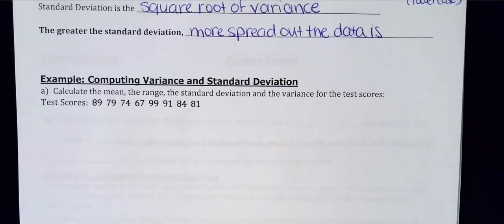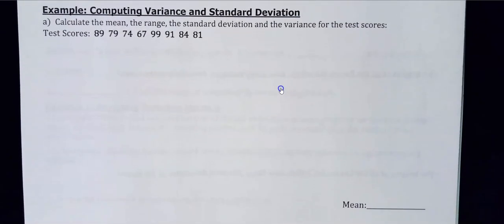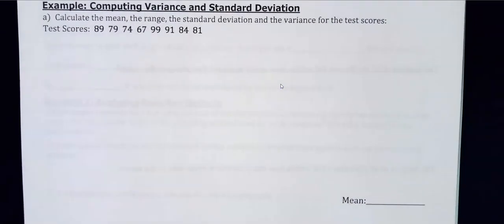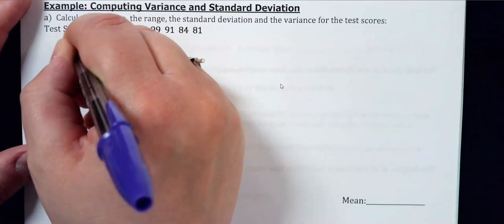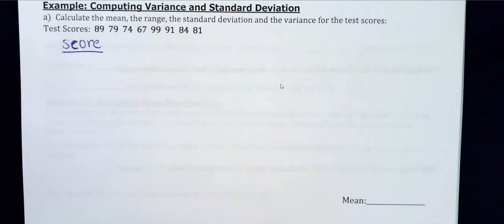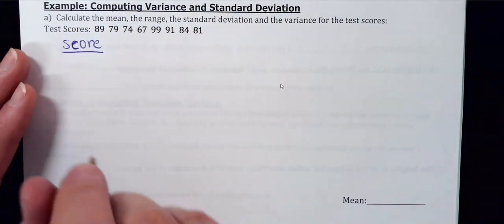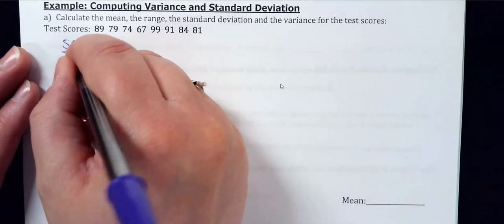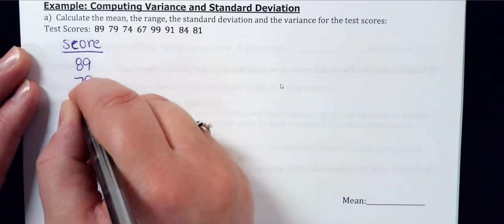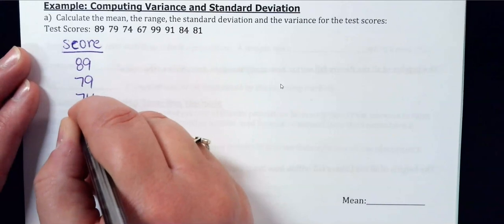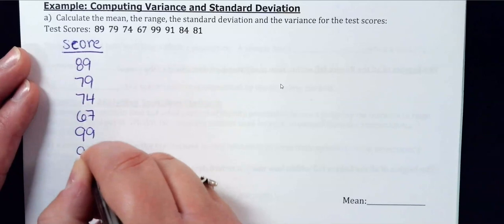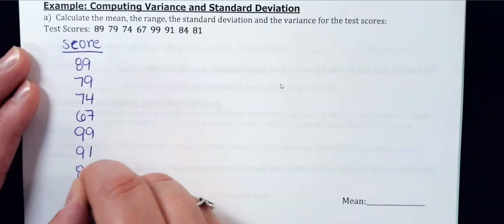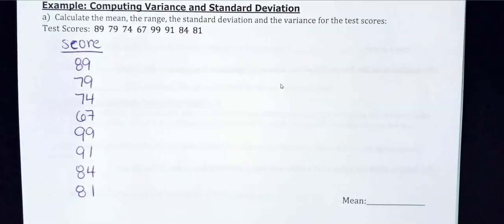You do not have to write these in a particular order, but just to make this a little better visually, here's what I'm going to do. These are some test scores, and I'm just going to write them out vertically really quick. You don't have to write them in a particular order. So I have an 89, a 79, 74, 67, 99, 91, 84, and 81. So we're going to calculate how these deviate from the mean.